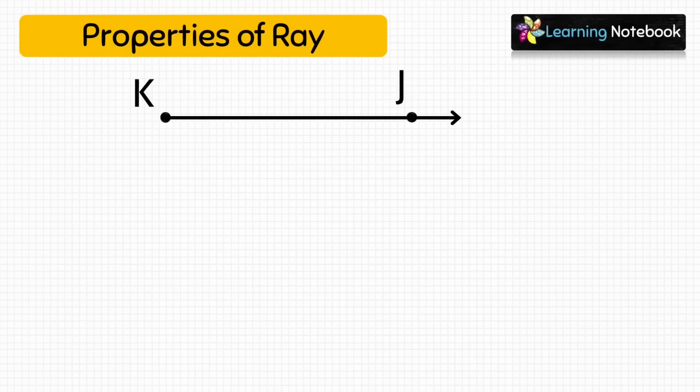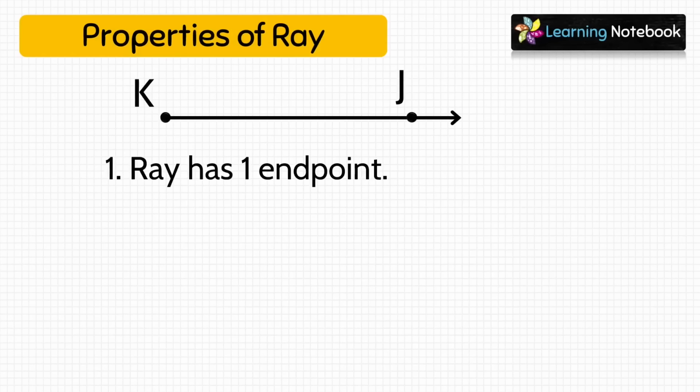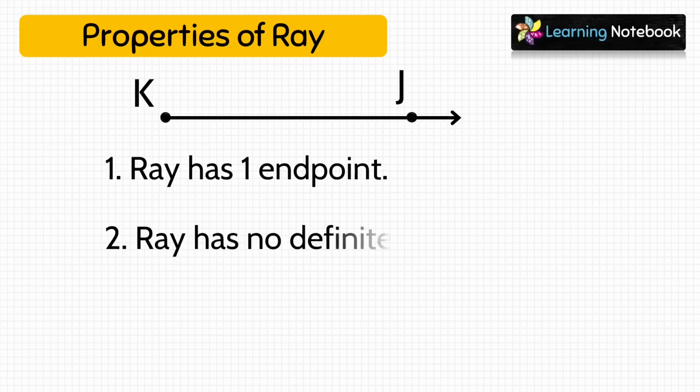So what are properties of ray? First is a ray has one end point. Like here, K is the end point of this ray. And second property is ray has no definite length because it can extend in one direction indefinitely.